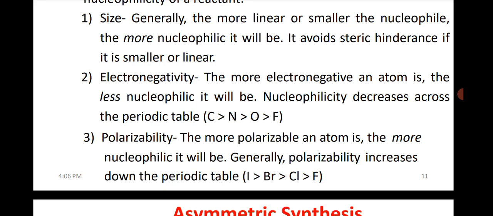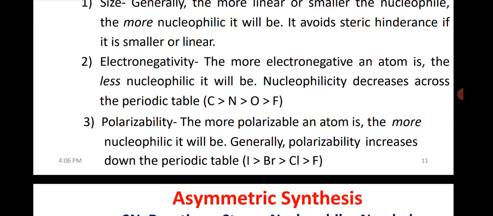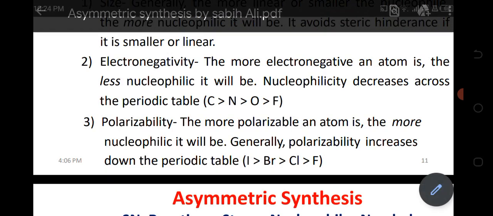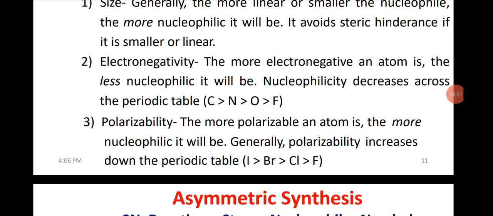So by looking at the trend across the period, carbon is less electronegative. It means it is a more efficient nucleophile as compared to nitrogen, and nitrogen is more efficient than oxygen and fluorine. Why? Fluorine is the most electronegative atom in the periodic table, then oxygen and then nitrogen. Because of the high electronegativity of fluorine, it is the least nucleophilic in character.